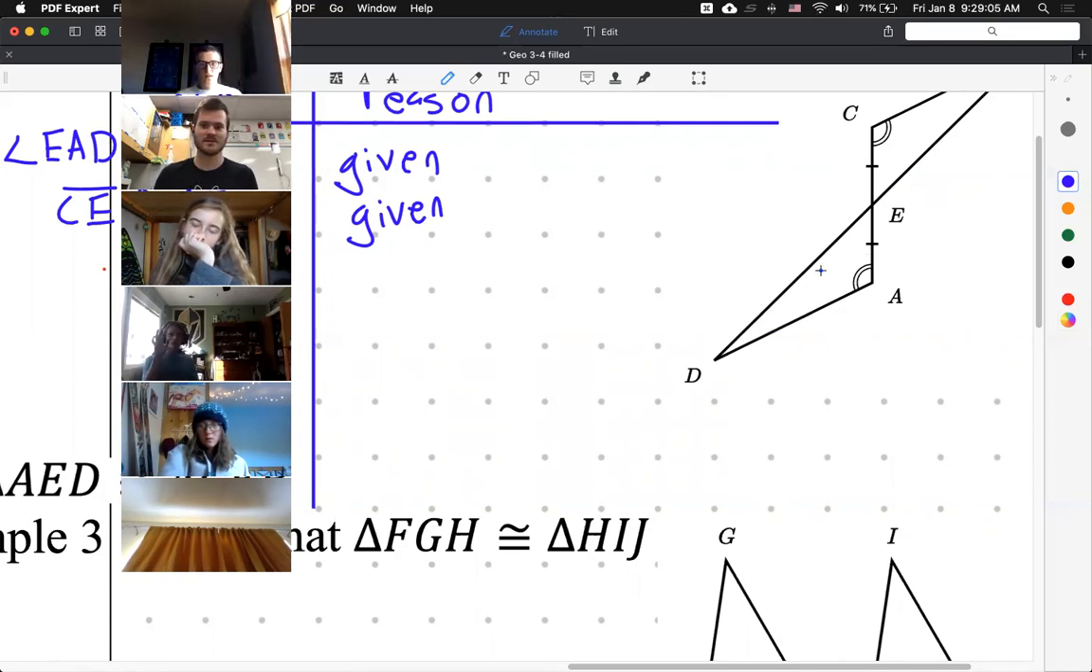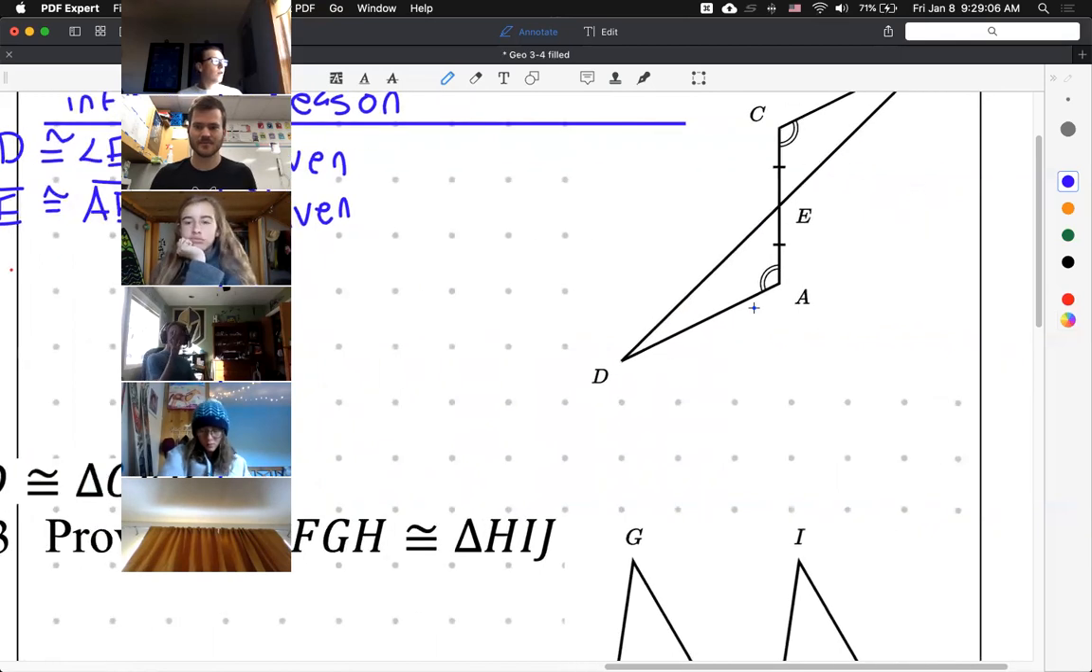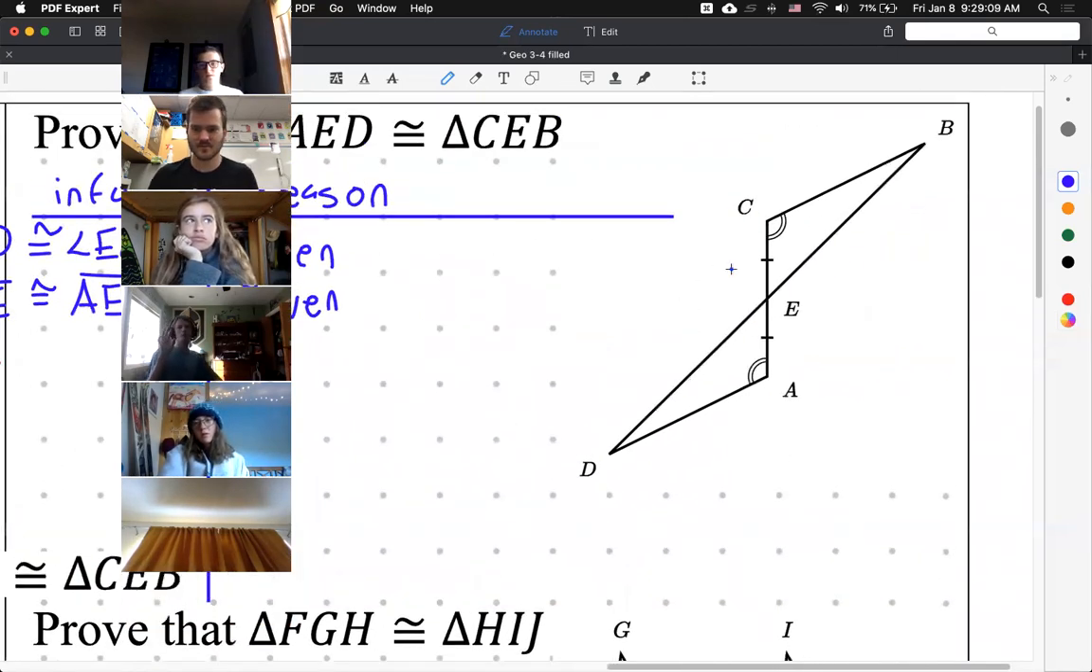So would it be like the EDA, the inside of that, or like the other EDA? The side, like where the two triangles meet, like that. Oh, DEA. Yeah. DEA and then CEB, these two? Yeah, exactly. So let's go ahead and write that down.